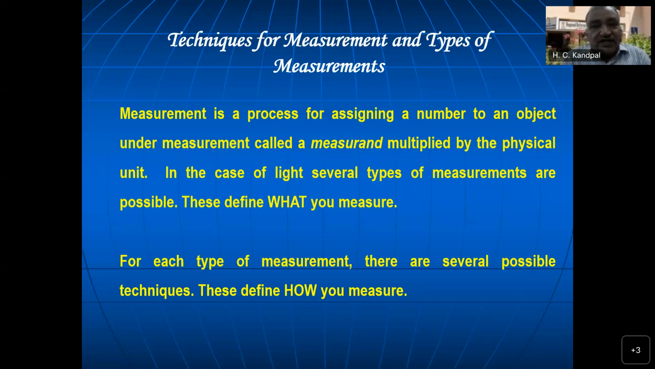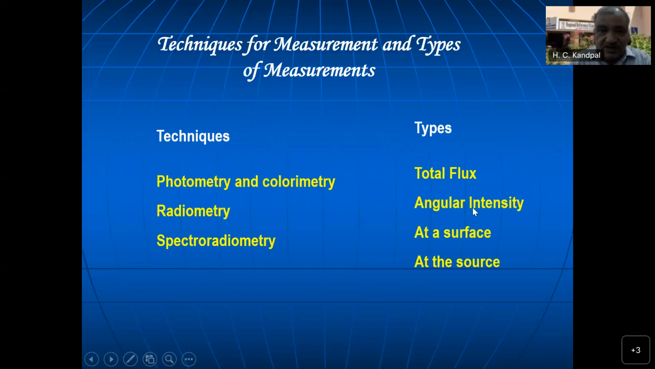Now, as I told you, measurement is a process, and you have been told about these things by earlier speakers also. So it depends on what we measure and how we measure it. There are several techniques, which we call how we measure, and there are several parameters and types of measurements, which is what we measure. So I will just introduce you to the techniques that are used in photometry and the parameters involved in that. That is called types, techniques, photometry and colorimetry.